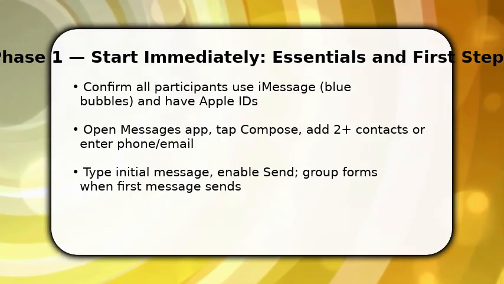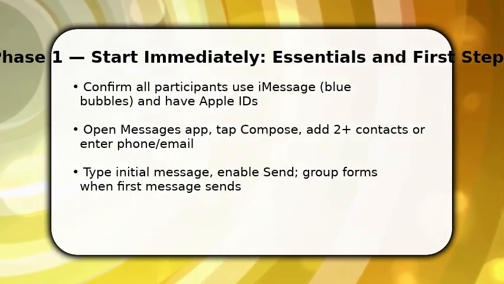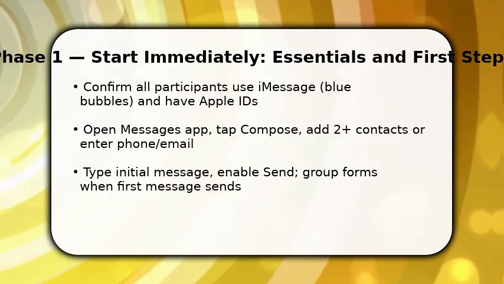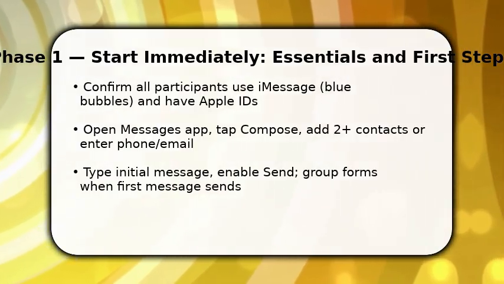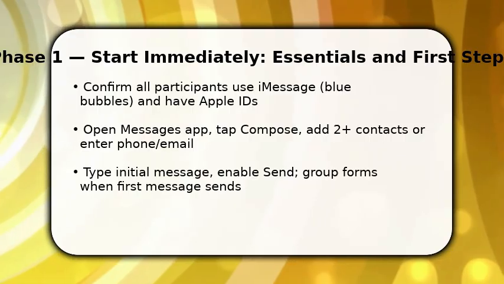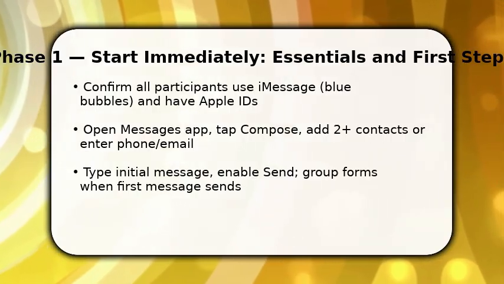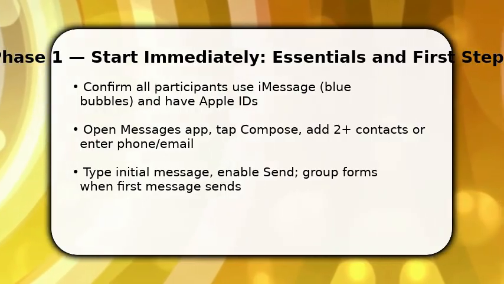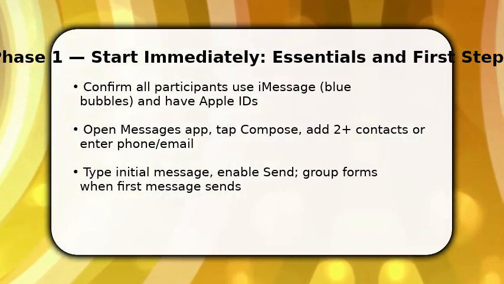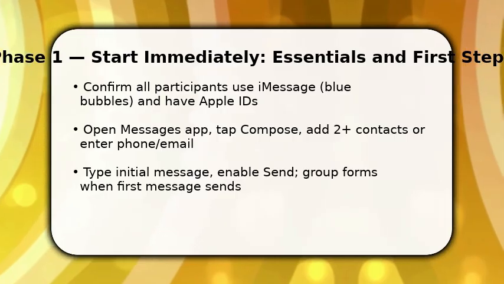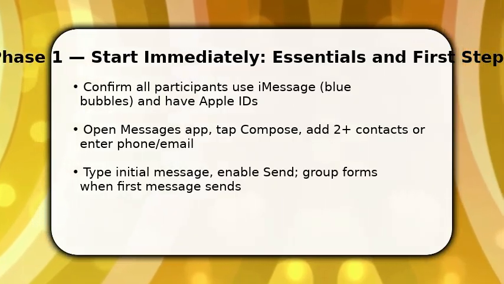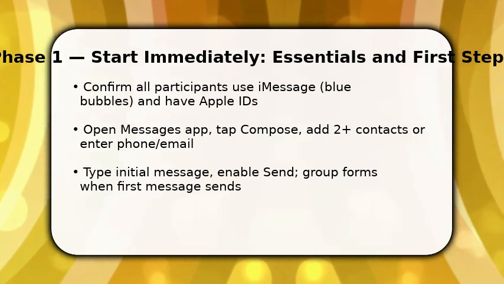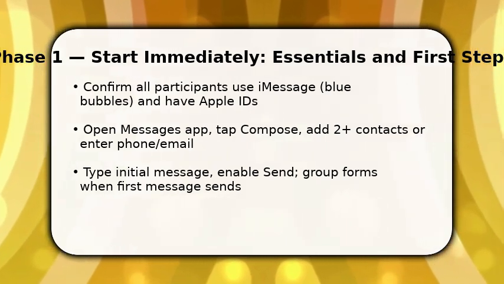You begin by ensuring everyone uses iMessage. Blue bubbles mean success. This matters because SMS groups behave differently. Once confirmed, open Messages and tap Compose immediately, then add at least 2 contacts by name, phone, or email so the thread qualifies as a group. Next, type a brief introductory message so recipients recognize the chat purpose and tap Send. That single action creates the group on your device and theirs. This first step starts the flow and sets expectations.